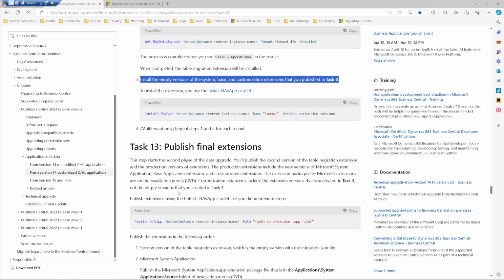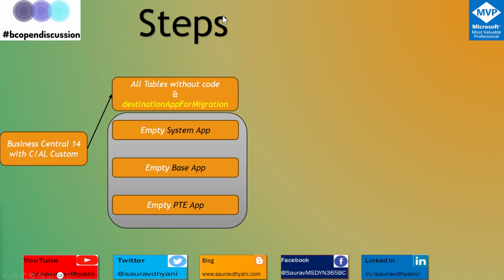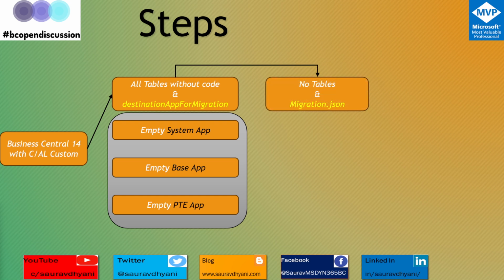Now comes the final biggest step. What's happening right now is all our data at this moment is sitting in it, but it actually needs to go to the actual system app, actual base app, and actual PTE, for which what we have done is we have created a version 2 of this particular extension. Now this version 2 has no tables. So for system, it's a destructive change.